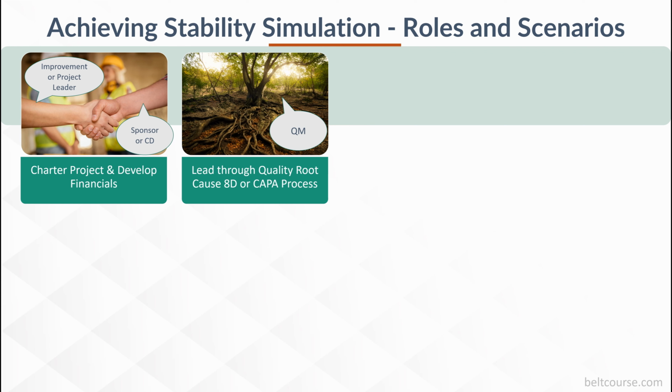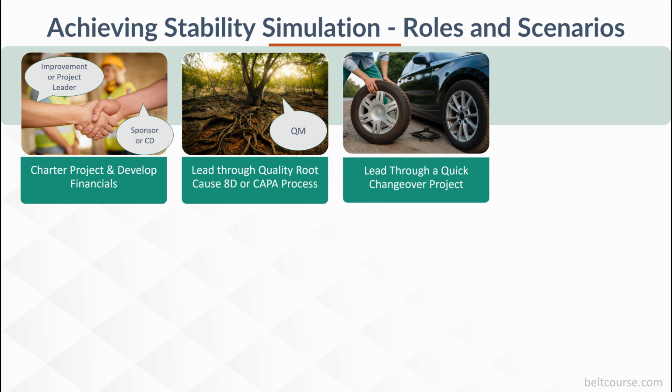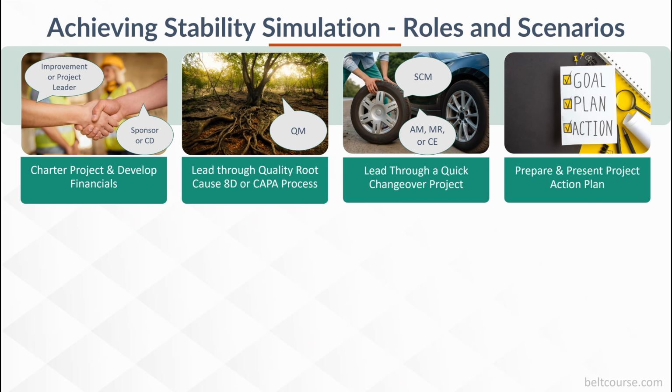Another problem could be related to improving the changeover process. Then a leader or member of the supply chain management pillar, or other pillars that can make these types of improvements, can lead the team through a quick changeover project. For any of these or other projects identified for your team, any leader can also come up with an action plan and prepare a quick presentation to report out to a pillar leader or focused improvement leader.